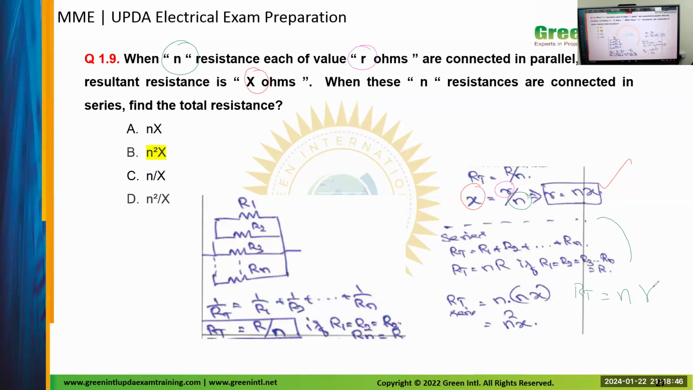So for this, the only thing we need to remember are these formulas: R by N and N into R. If you know these two formulas and simple logic, we can get the answer.